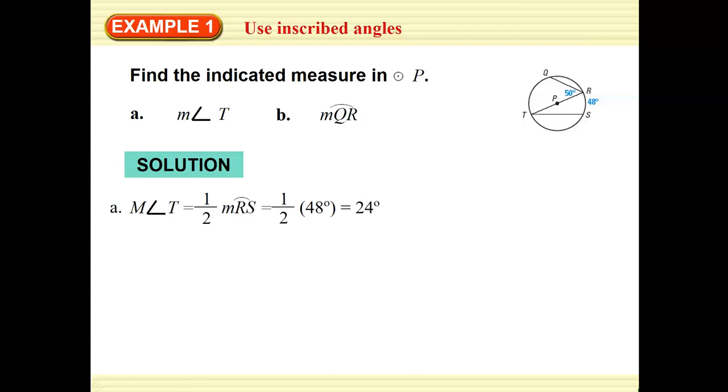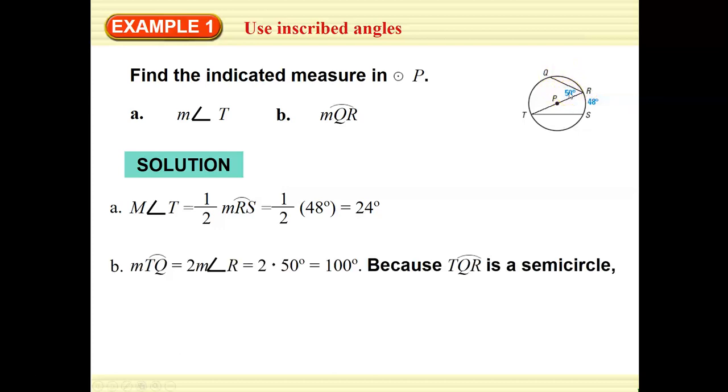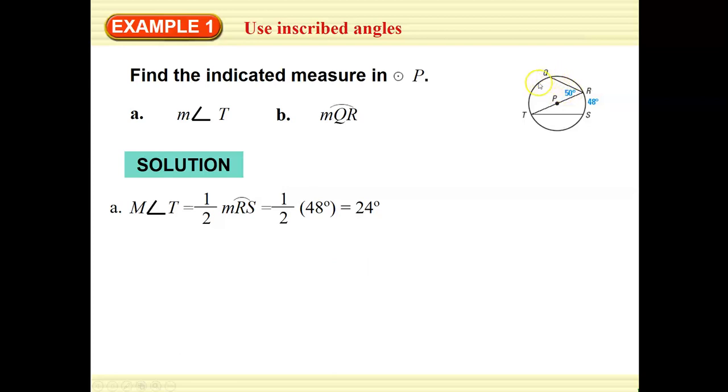Then we're looking at the measure of arc QR, which is over here. Now, this arc actually isn't inside any angle, but we can figure out this angle right here is 50, which means this arc over here has to be 100, because this is an inscribed angle and the arc inside of it has to be 100. So if arc TQ is 100, arc QR has to be 80 because of that diameter right there. Half the circle is 180 degrees.